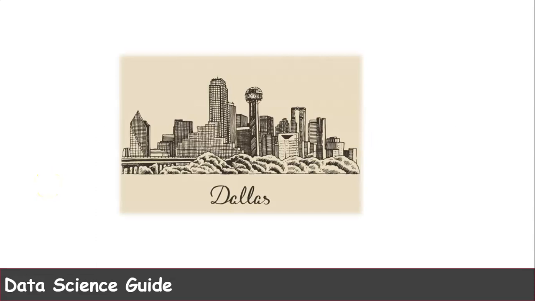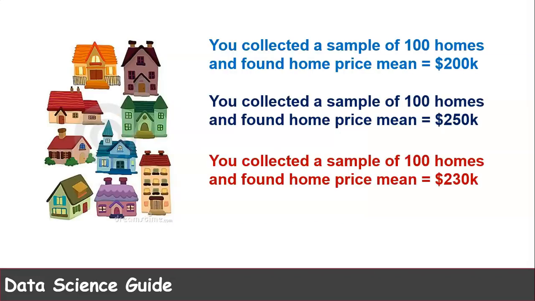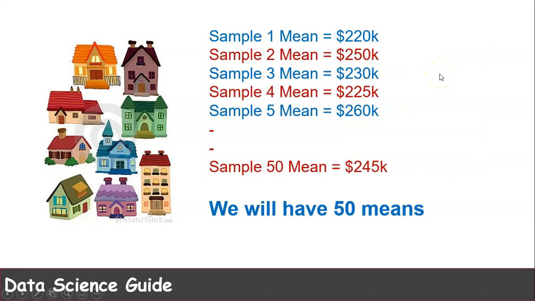Let's say you want to conduct a study about the home prices in the city of Dallas. So you collected a sample of 100 homes and found the home price mean equal $200,000. And you collected another sample of 100 homes and you found this time the home price mean equal $250,000. And you collected a third sample of 100 homes and this time you found the home price mean equal $230,000. And you kept collecting these samples until you obtained 50 samples.